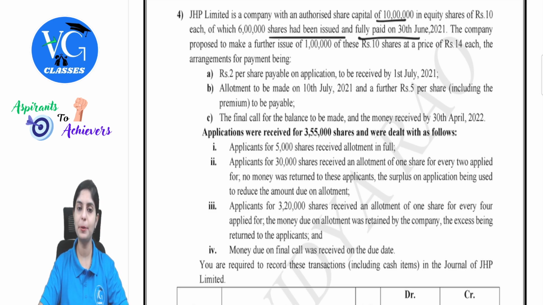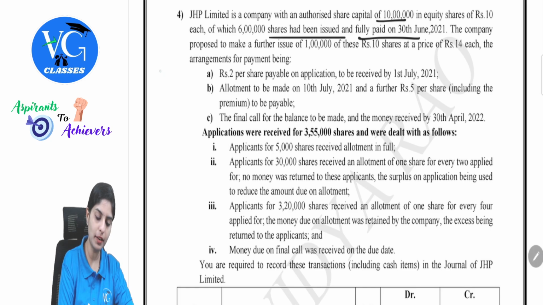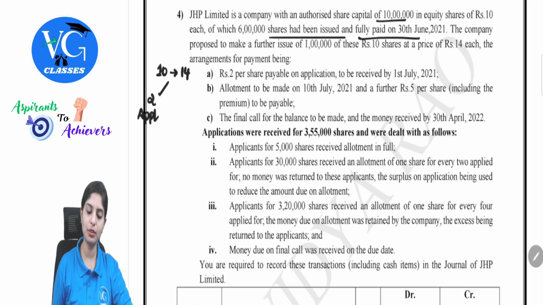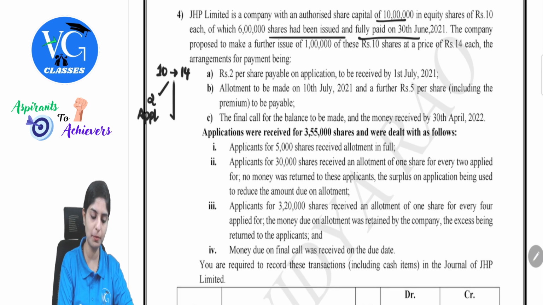The arrangement for payment being 2 per share payable on application to be received by 1st July. Here we should be very careful, they are mentioning dates. Allotment to be made on 10th July and a further rupees 5 per share including premium to be payable. So let's write down the breakup here. There is 14, 10 rupees at share price 14. So 2 on application. Allotment on 10th July and a further 5 per share including premium. We understood that 4 itself is a premium, which means on allotment we are just receiving 1 rupee.